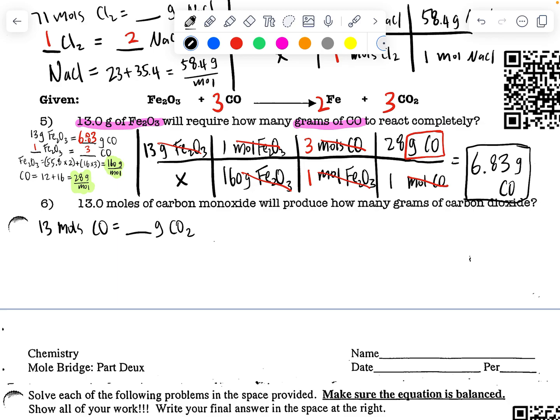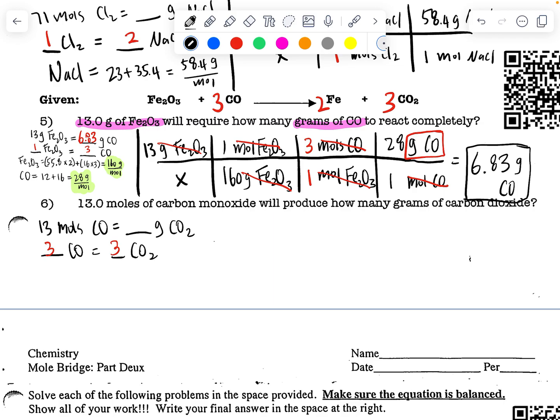First, I'm going to set up my bridge. And that is back to your balanced equation. I got 3 to 3. So it's basically a 1-to-1 ratio. So what else do I need? I need to set up my molar masses because anything that involves grams, you have to make sure that you know what the molar mass of that is.